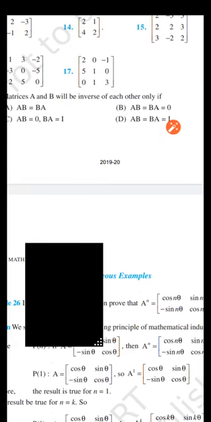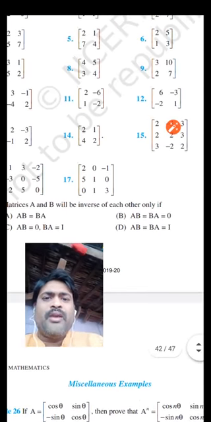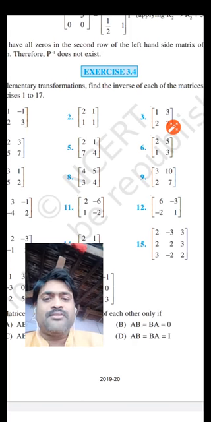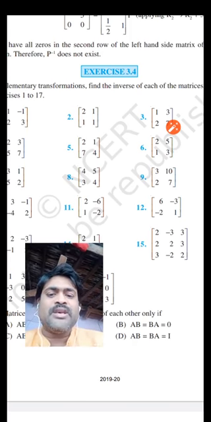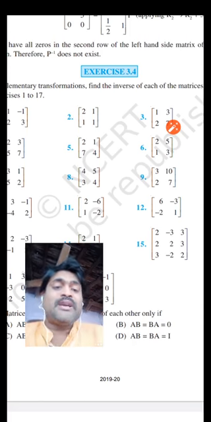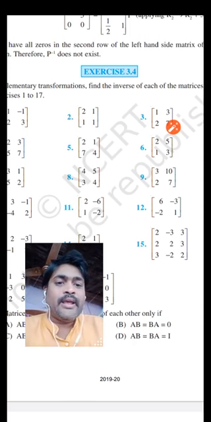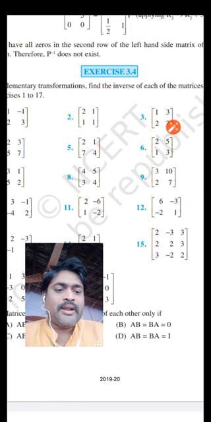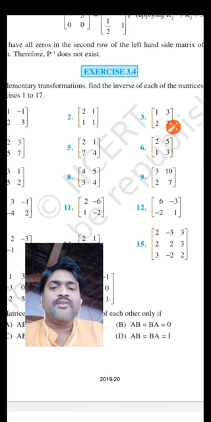In the same manner, for question number 12 also you don't get the inverse, because in that question also if you apply any elementary transformations one of the diagonal entries becomes 0. To convert the given matrix into the identity matrix we must have non-zero diagonal entries, but here we are getting diagonal entries as 0, so that's why we can't find the inverse of the given matrices.